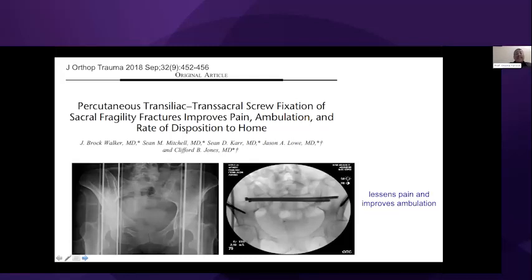This is an example of the use of percutaneous transiliac transsacral screw fixation, and the outcome is encouraging. This technique lessens pain and improves ambulation, and still it is a minimally invasive technique. And if we use 2 screws, this will augment the fixation and the stability of the construct.